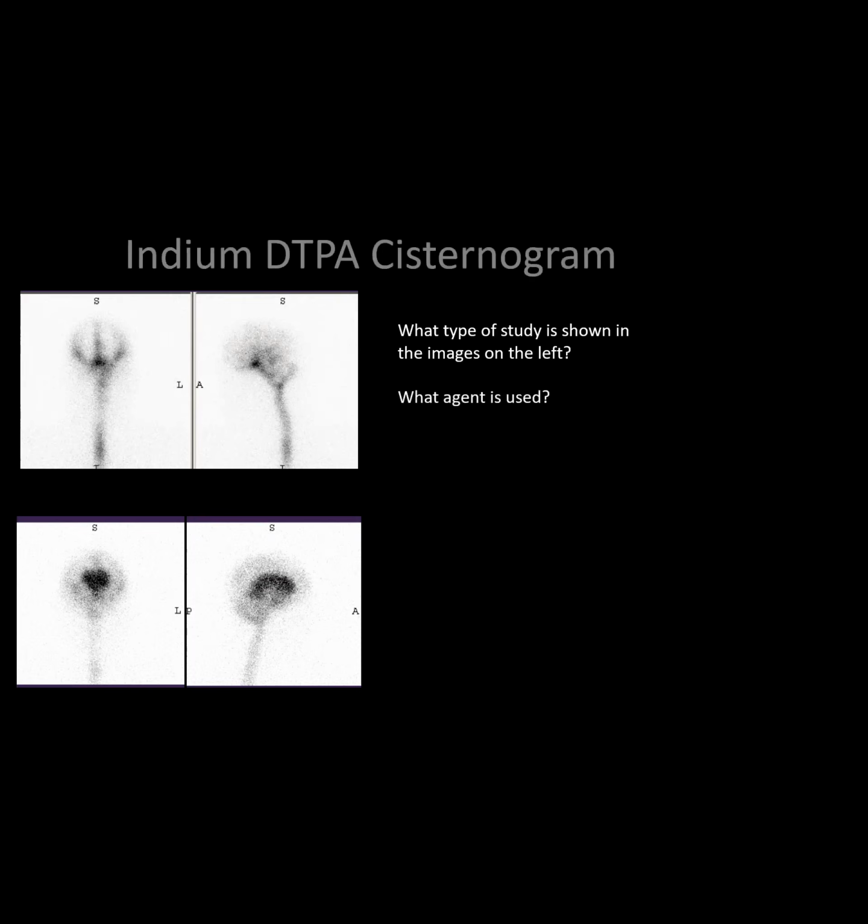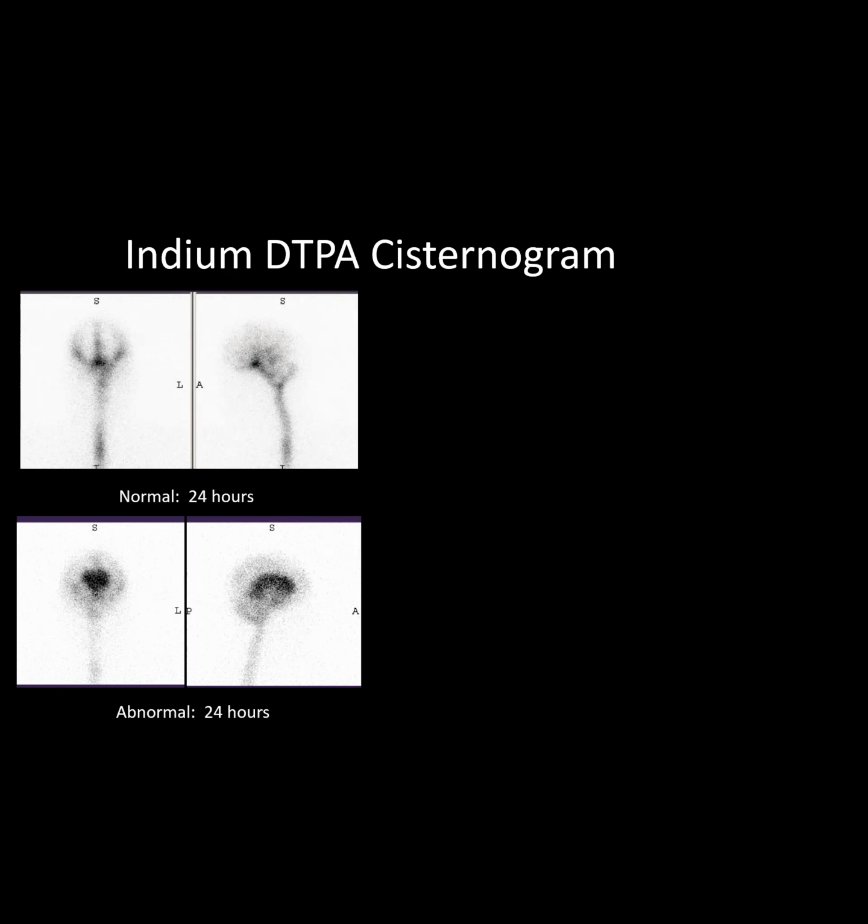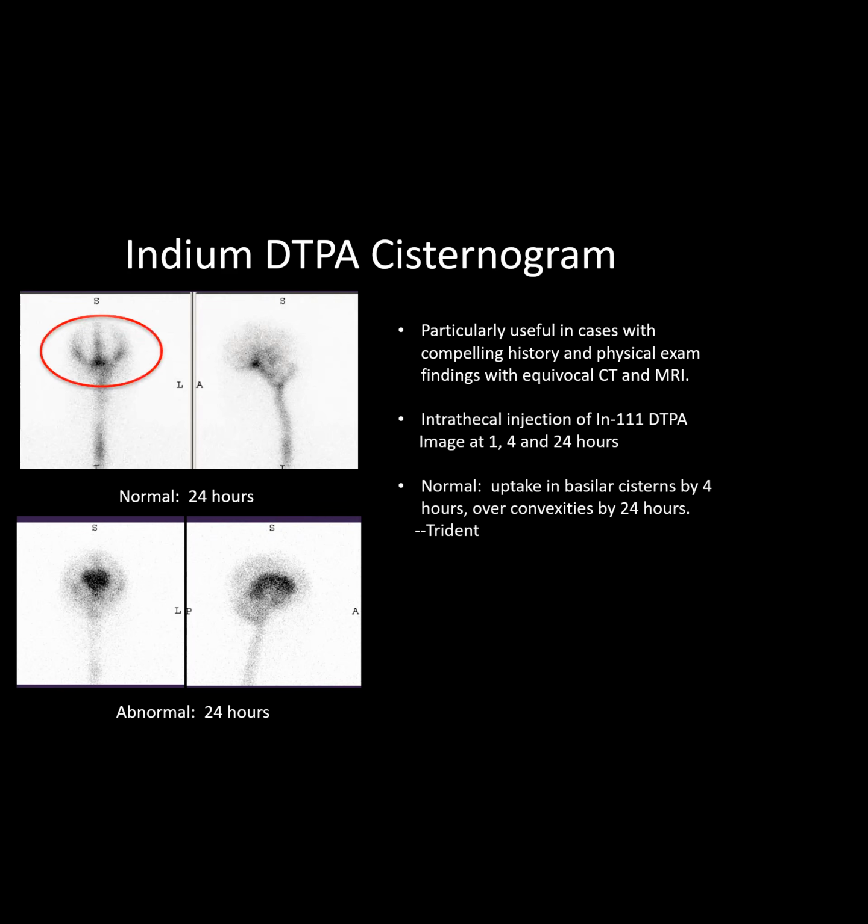There's also a nuclear medicine study to see if there's retained agent within the ventricles. It's called an Indium DTPA study, where you inject Indium DTPA using a lumbar puncture into the subarachnoid space. If you image the patient after 24 hours and the agent is still within the ventricles, that favors NPH. Normally it should circulate out of the ventricles and over the subarachnoid space like a trident. So this trident appearance is normal. If it's stuck in the ventricles after 24 hours, that's not normal.